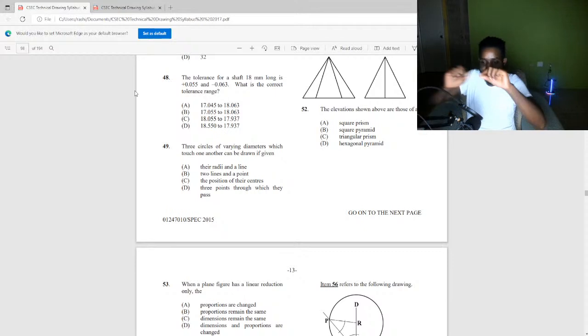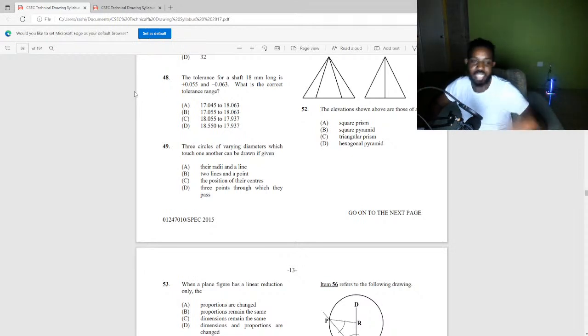So if you have 2 lines and a point, then you can use the length of 2 of the lines as the diameter for one of the circles, and then you can use the next point as a center for the next circle, and then you can draw a circle from there to touch the other 2 circles. So the answer would be 2 lines and a point for number 49.